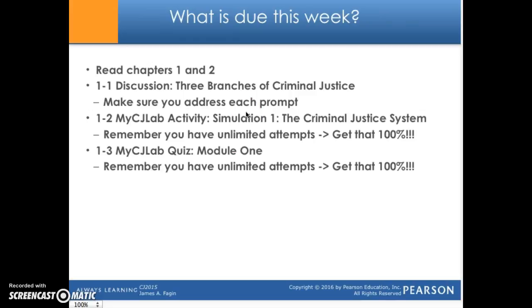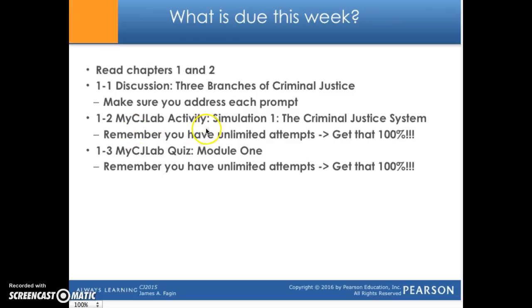So finally, what's to do this week? Read chapters 1 and 2. You have a discussion thread on the 3 branches of the criminal justice system. Make sure you address each prompt. There are several prompts in this week's discussion thread, so it's good if you put the prompt at the top, respond to it, do the next prompt, respond to that, so that way you make sure that you address each of the prompts. In the past, students have left out a prompt, forgot to answer a specific part of the discussion board question, so pay close attention to that.